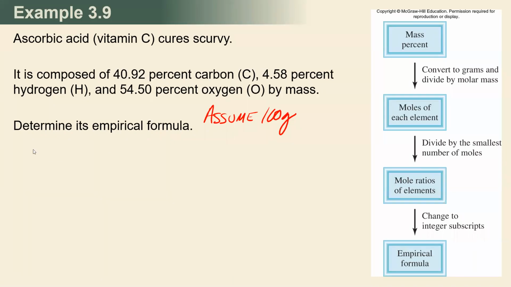So we always assume 100 grams, and when we do that, we can say that we have 40.92 grams of carbon, 4.58 grams of hydrogen, and 54.5 grams of oxygen. All right, what's our next step? Convert to moles. You're going to convert these grams to moles. Absolutely.